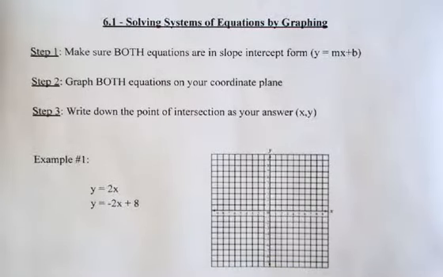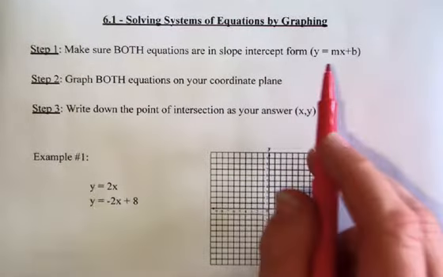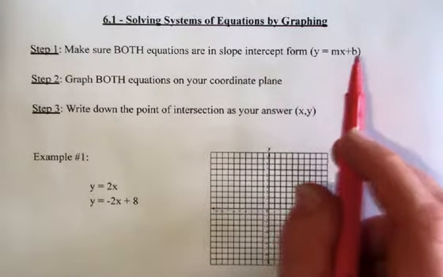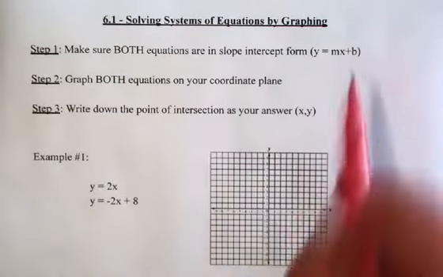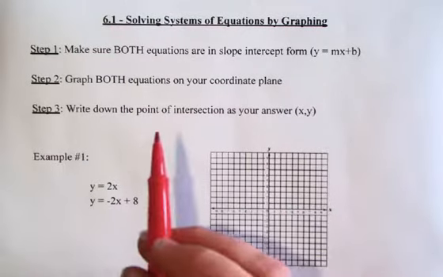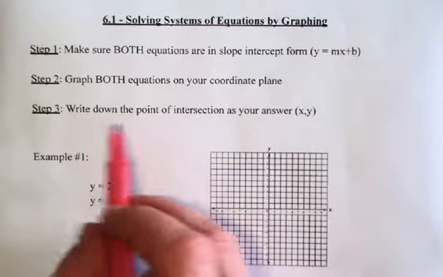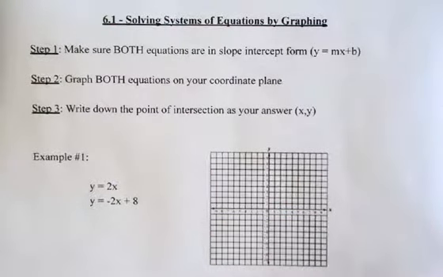So step one is to make sure that both equations are in slope-intercept form. Remember y equals mx plus b? This is the best form for graphing because we have the slope and we have the y-intercept. It makes it very easy for us to graph. Step two is to graph both of the equations on your coordinate plane. And step three is to write down the point of intersection as your answer. That's x comma y.